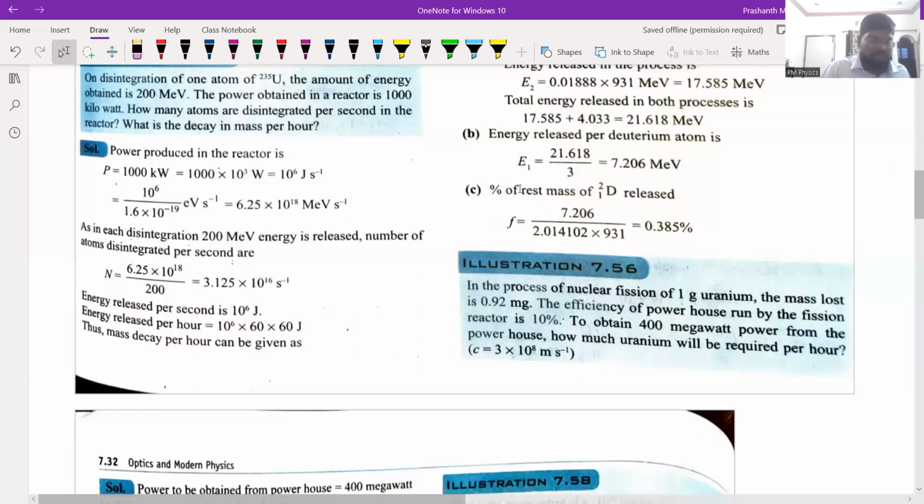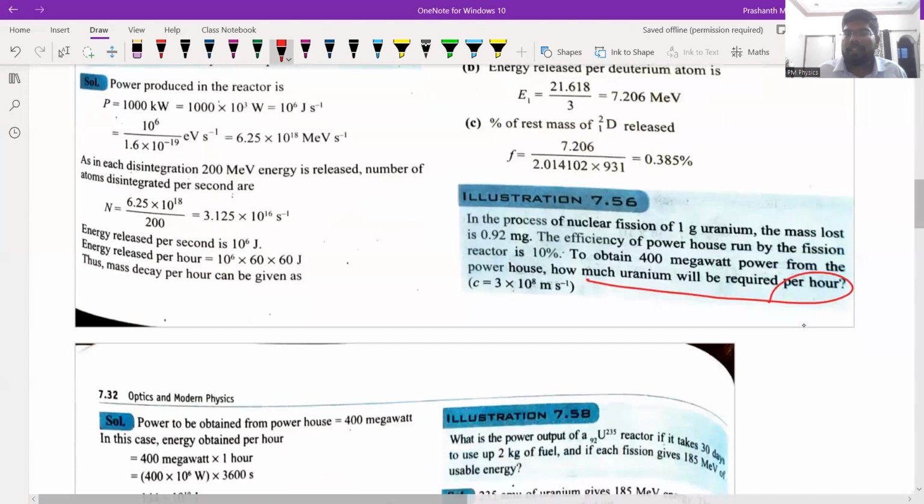Okay, first doubts, then we'll do questions like how much uranium will be required. These kinds of questions: how much uranium is required per hour? They'll say that for 1 gram, this much mass is gone, meaning this much mass is converted into energy. For this much power, how much mass is required? That's what the questions will ask. They are not exactly based on this topic, more common sense kinds of questions.